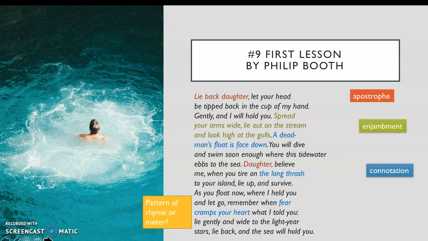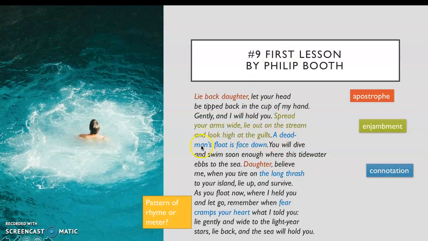Now, connotation is really prevalent in this poem as well. If you describe a journey as a long thrash, that has a very, very powerful connotation. It's not just like a nice little swim, okay? It's a long thrash. That means it's difficult. You are struggling, all right?